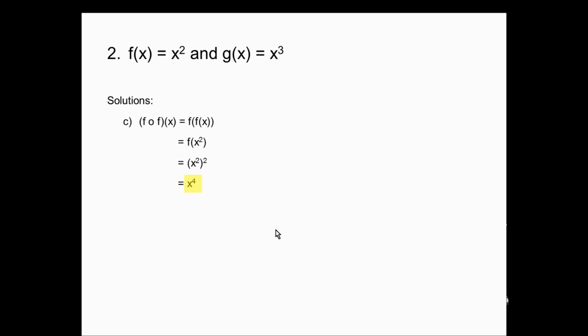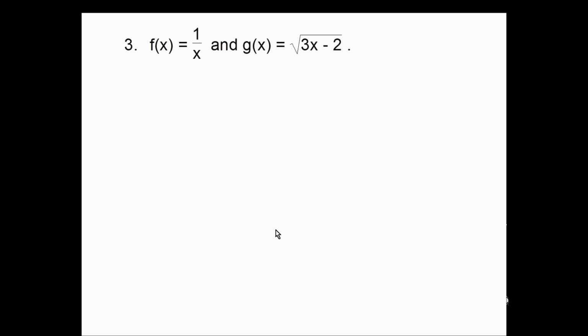Now again, how difficult it is to do composition comes down to how bad the functions are. Number 3. f of x is 1 over x, and g of x is the square root of 3x minus 2. These look rather hideous.